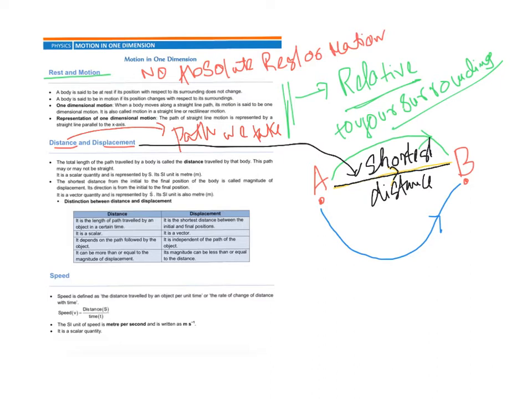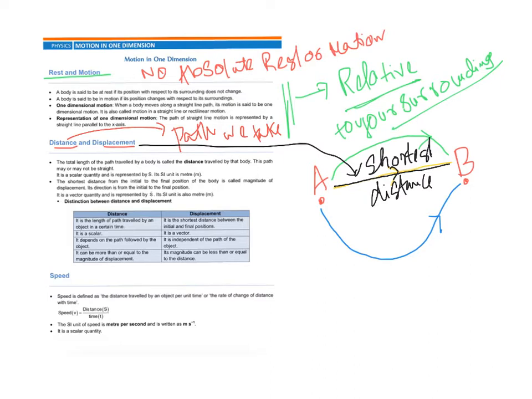We don't say, okay, Delhi to Kolkata, if you go by car, this will be this far. If you go by train, this will be this far. If you go by flight, this will be this far. The distance between Delhi and Kolkata on the map will never change. So that is the displacement. But distance can change based on the path we take.